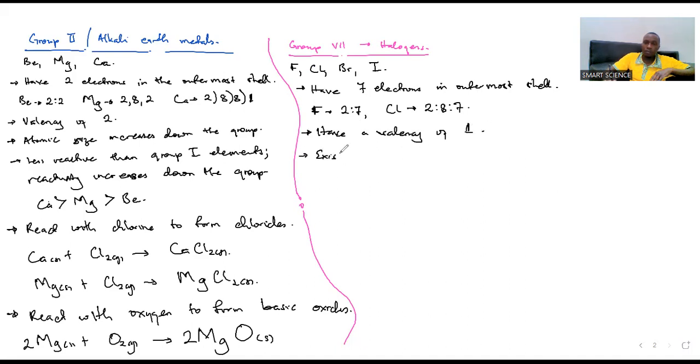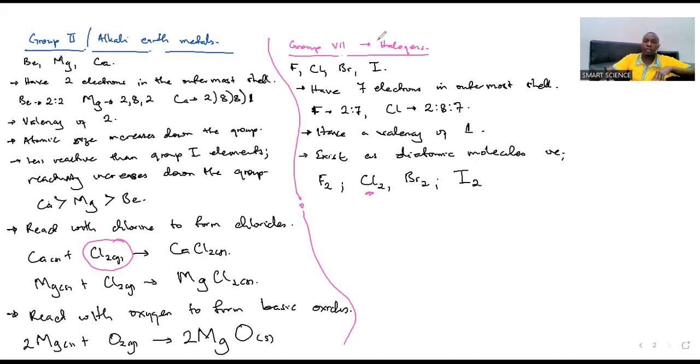These substances or compounds exist as diatomic molecules. What do we mean here? Fluorine, when you're writing fluorine, it will be F2. Chlorine will be Cl2. Bromine will be Br2. And iodine will be I2. That's why when I was writing chlorine here, in this section, I wrote Cl2 because it should exist as a diatomic molecule.